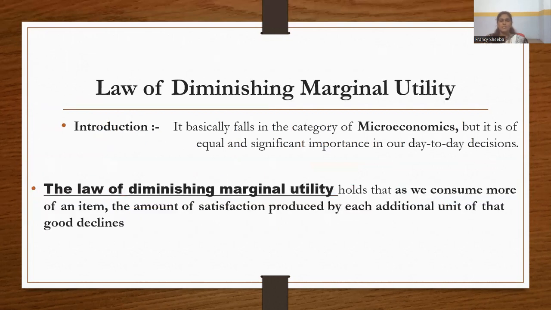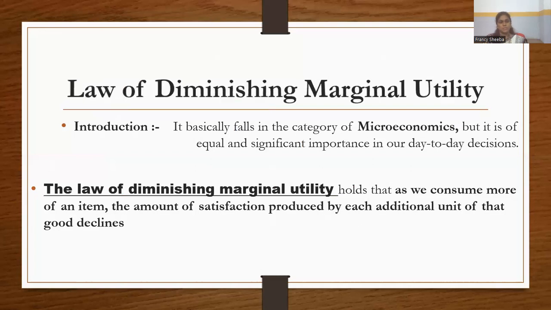Law of diminishing marginal utility. It basically falls in the category of microeconomics, but it is of equal and significant importance in our day-to-day decisions. The law of diminishing marginal utility holds that as we consume more of an item, the amount of satisfaction produced by each additional unit of that good declines.